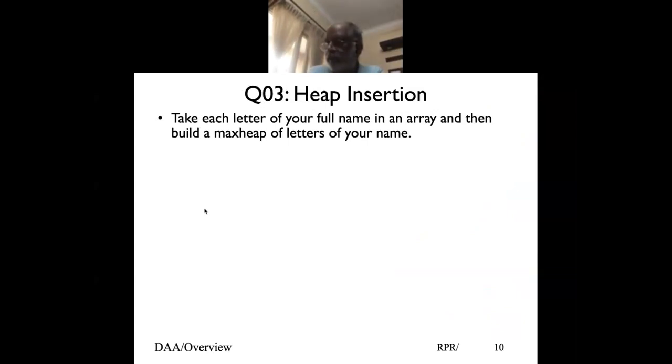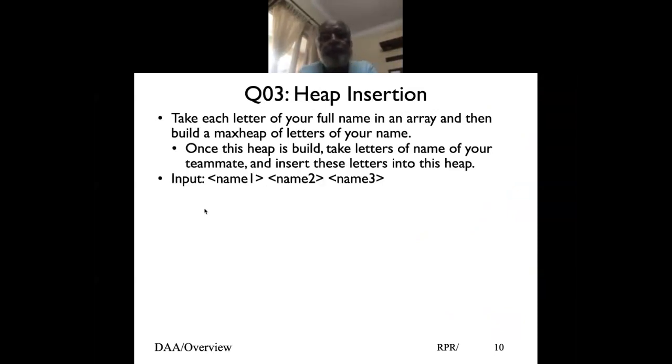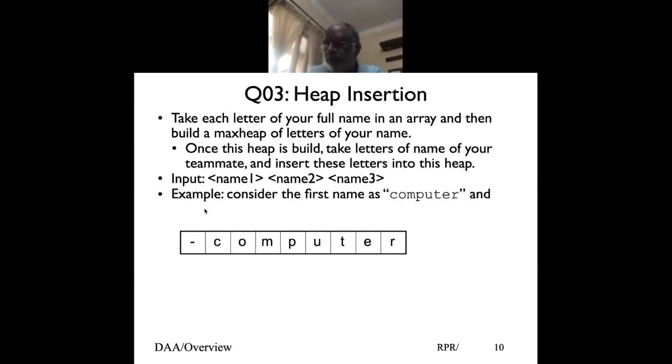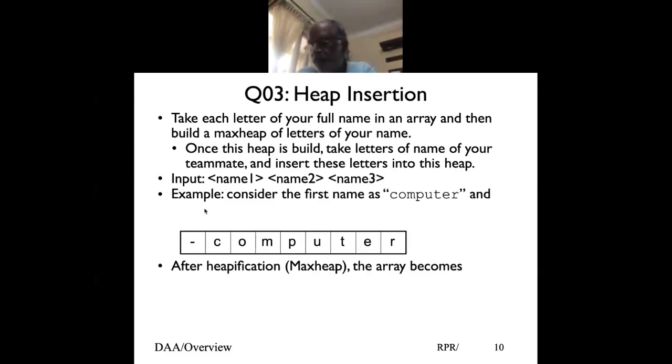So essentially, take your full name in an array and build a heap. You can take max heap or min heap, the choice is yours. Let me take an example and then do an insert. Assuming your first name is computer, put each character in the array, perform lexicographical order, and build a max heap. When you perform a max heap, the array becomes like this.